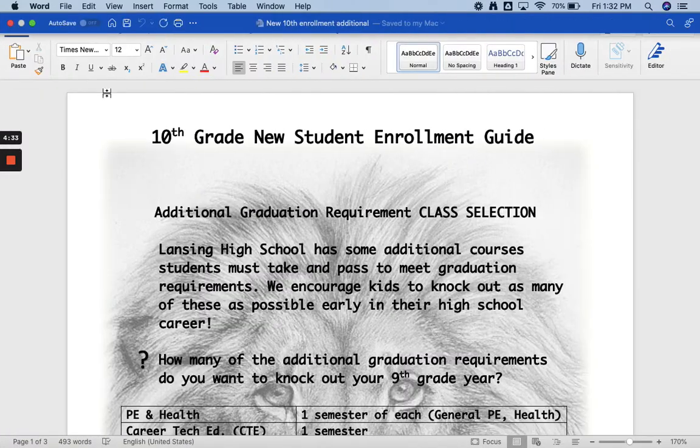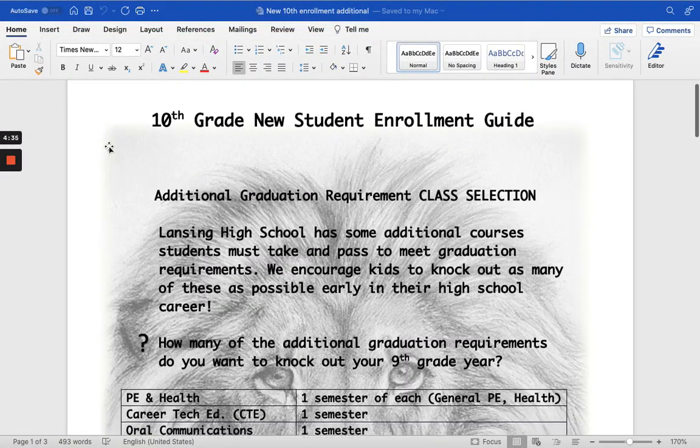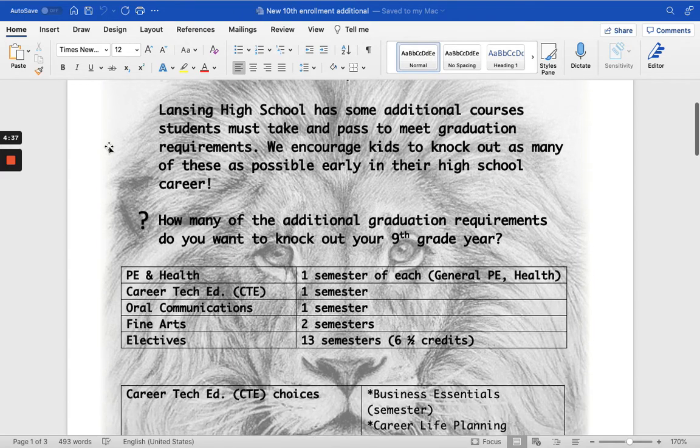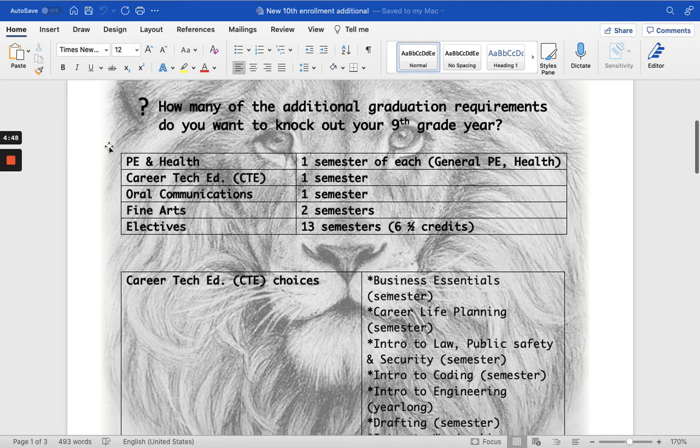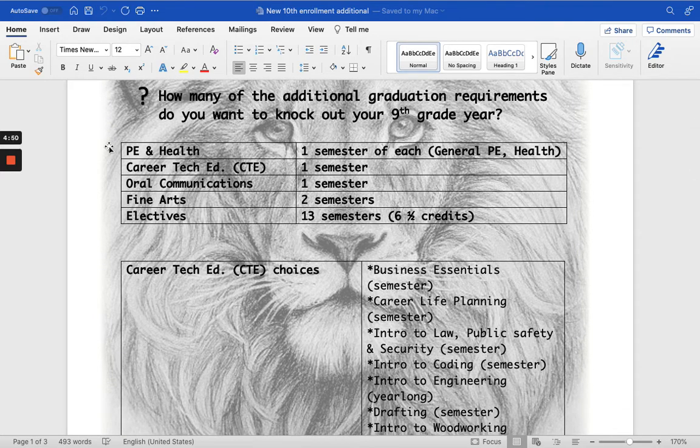Next, we're going to move on to some additional graduation requirements. Lansing High School has some additional graduation requirements that we must meet in order to earn a diploma. And we encourage our students to knock those out as early in their high school career as possible, because quite often a lot of these are prerequisites to other classes that we offer. And so if you haven't taken these, then you can't get to some of the other classes that you want.